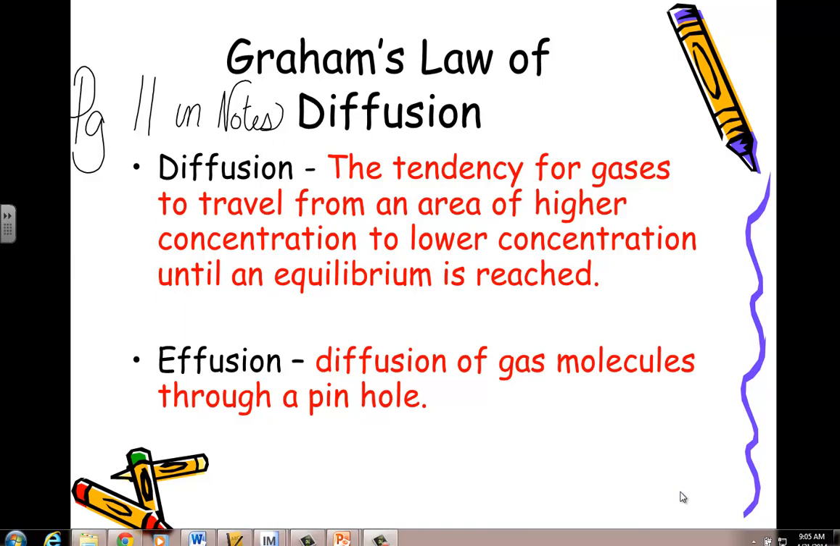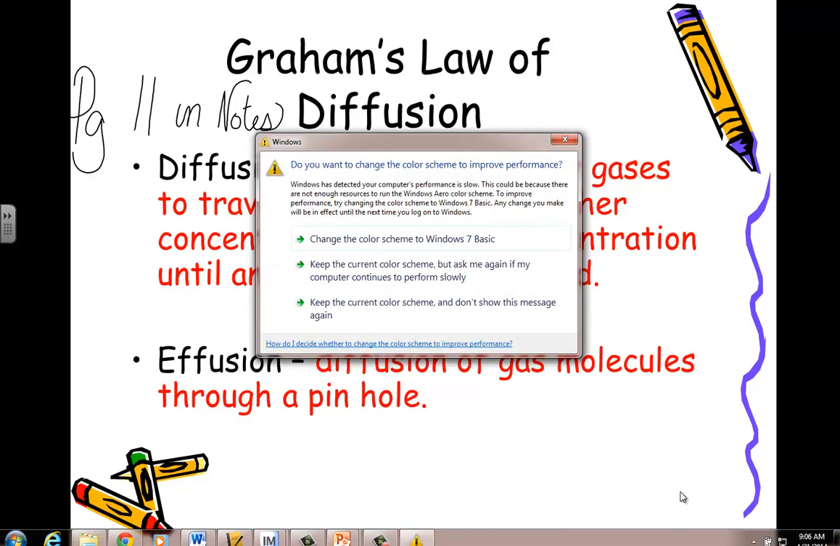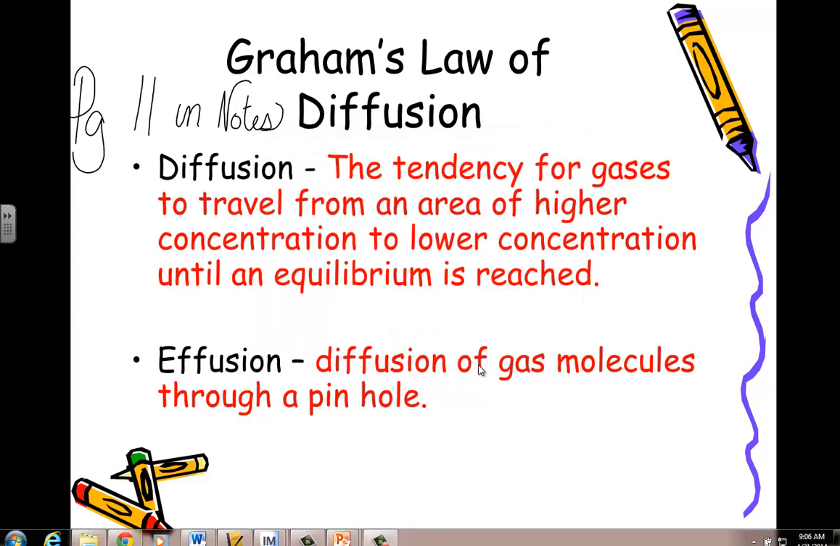Diffusion, the tendency of molecules to move from an area of high concentration to an area of low concentration until an equilibrium is reached. If diffusion is occurring through a tiny pinhole, diffusion of gases through a pinhole is known as effusion. So that motion of molecules moving from high to low concentration until an equilibrium is reached. Of course, we're writing these definitions into our note pack.